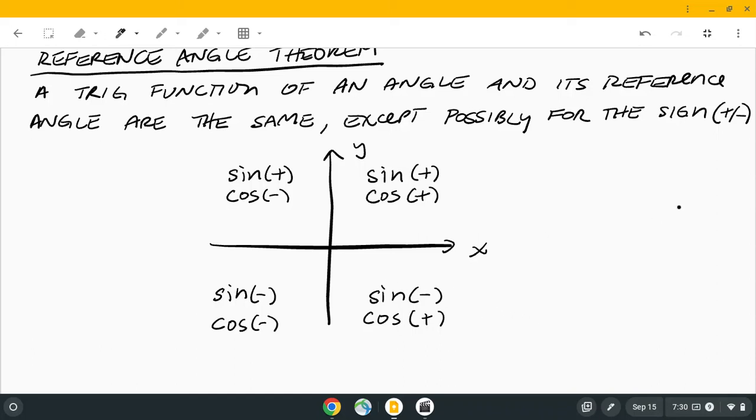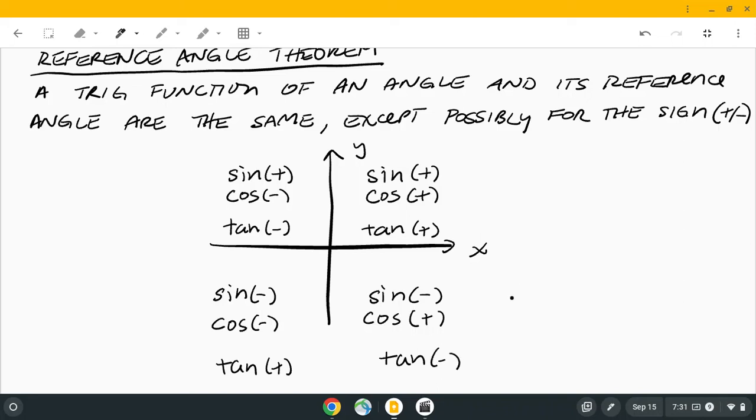Okay, and then tangent is just sine over cosine. So just by looking at these here, we can see positive over positive, positive over negative, negative over negative, negative over positive. So we can see here that tangent will be positive, tangent will be negative, tangent will be positive, and tangent will be negative. Okay?